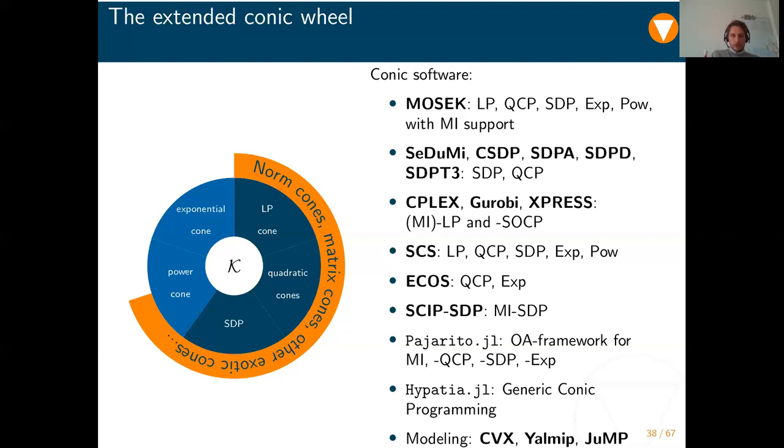So at least for the quadratic cone, conic modeling is something that has found its way into this very popular software as well. There's some more, SCS, ECOS. We talked about mixed integer SDP. There's a module in SCIP for that. I feel like mentioning Hypatia, which I named before, takes more of a different path going towards generic conic programming. Another Julia package which might be interesting is the so-called Pajarito package, which is basically an outer approximation framework that focuses more on the mixed integer part of the conic programming world. And then there are also some modeling tools which specifically allow you to use cones, even though not exclusively. So these three here are also for more general convex or even non-convex optimization, but they also support cones.